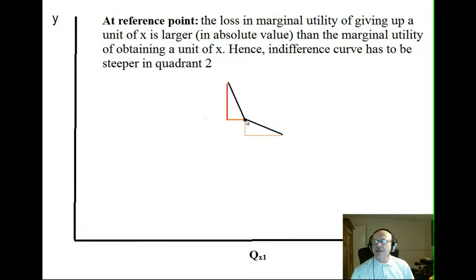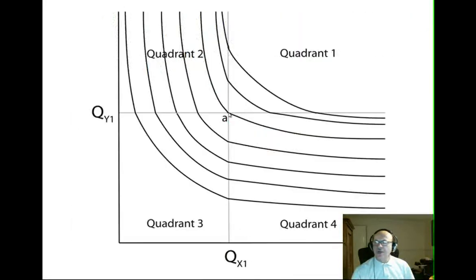This is kinked because at the reference point, the loss in marginal utility of giving up a unit of X in this direction is larger in absolute value than the marginal utility of obtaining a unit of X in this direction. Hence, the indifference curve has to be steeper in quadrant 2. So we have the reference point here. This is where we are consuming at the moment. And notice that if we draw an axis through that reference point in this fashion, those axes divide the plane into 4 quadrants: quadrant 1, quadrant 2, quadrant 3, and quadrant 4.